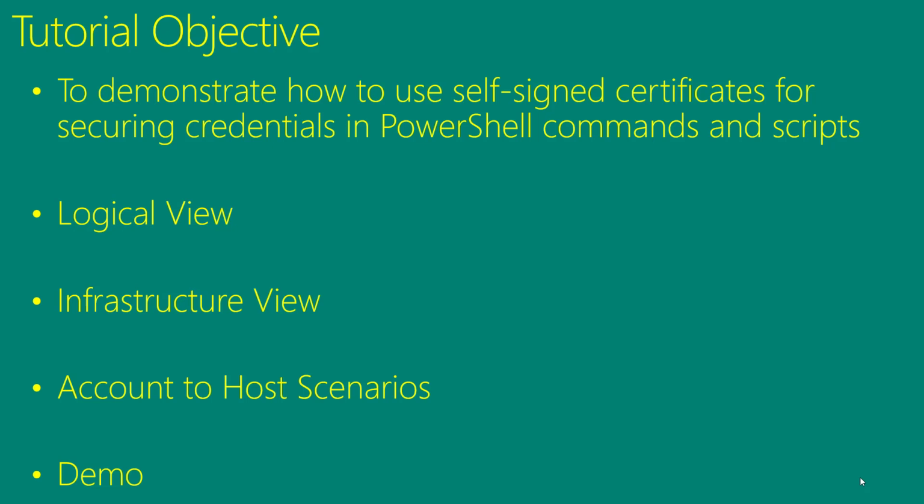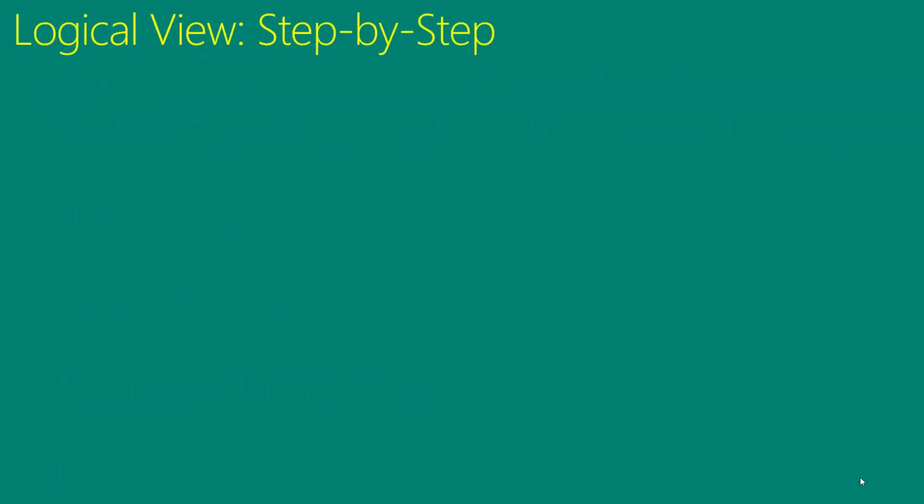This tutorial will explain and then demonstrate the process of securing credentials with certificates for PowerShell commands and scripts using PowerShell. This will be presented in 4 main parts, consisting of first logical views of the processes, then the physical views, followed by a set of other scenarios that can be used for this solution. Finally, I'll show a demo of the entire set of processes that are involved.